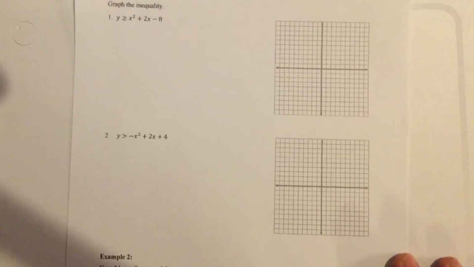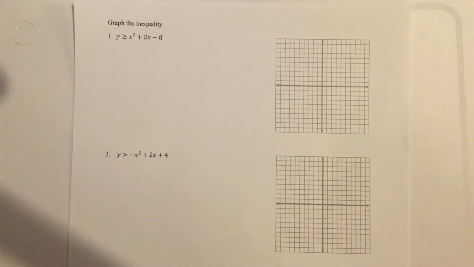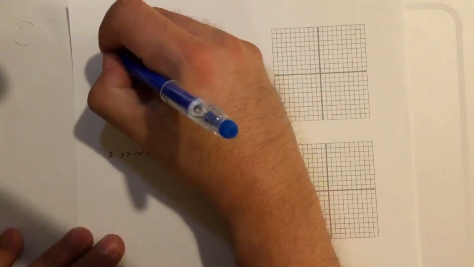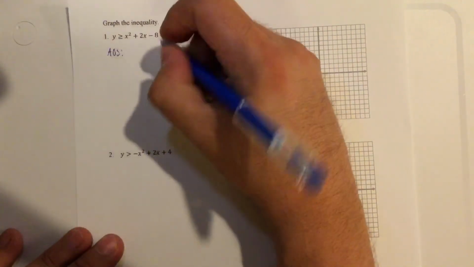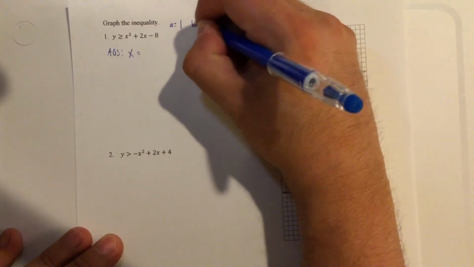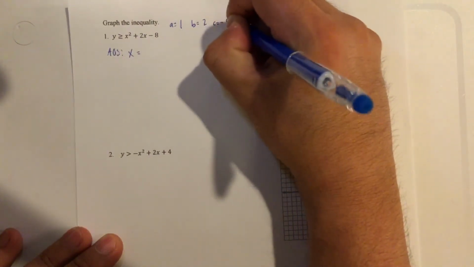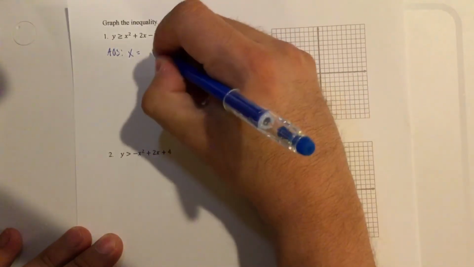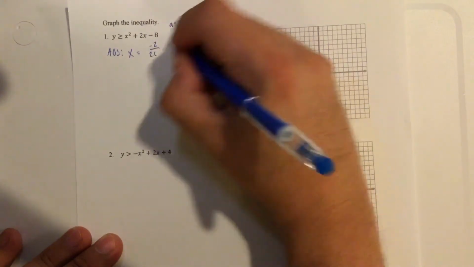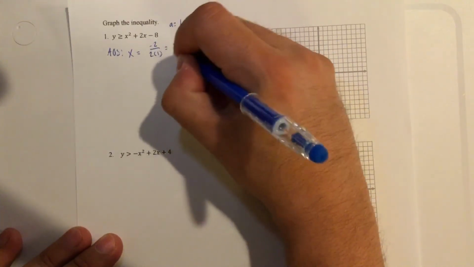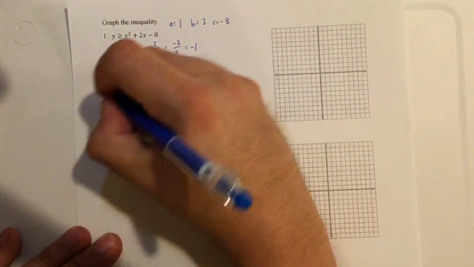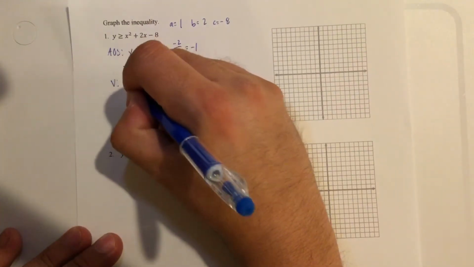All right, for this next one here, same concept. We're going to go ahead and start by finding the axis of symmetry. So x equals, let's identify A is 1, B is 2, and C is -8. So our B value is 2, so opposite of B is -2 over 2 times A, which is 1. So -2 divided by 2 is -1. So x equals -1.